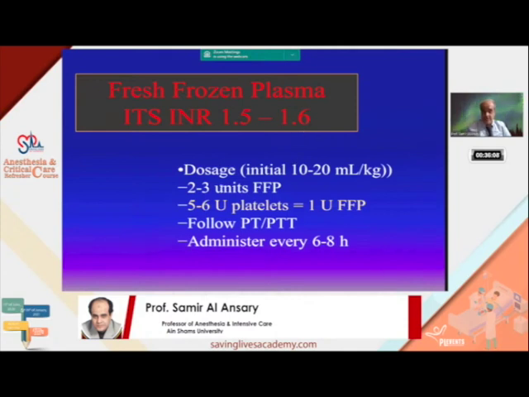The dose, and don't forget the dose, is 2 to 3 units of fresh frozen plasma every 6 to 8 hours. Or, if you use platelets, every six units of platelet concentrate equal 1 unit of fresh frozen plasma, and always follow the PT if you transfuse fresh frozen plasma.